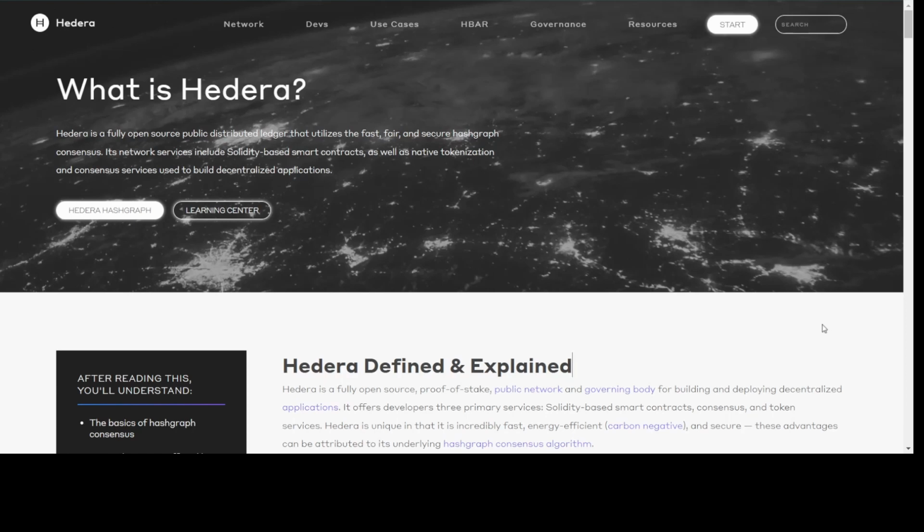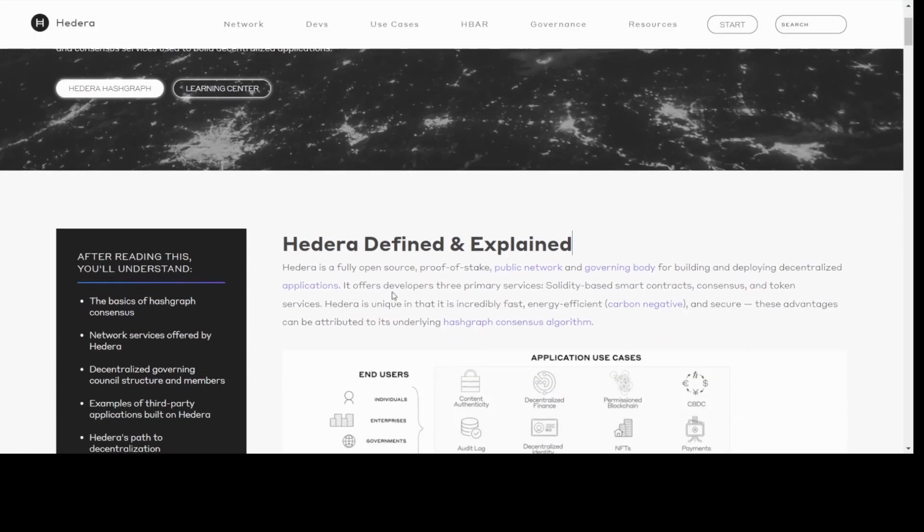So, a more brief explanation of Hedera. Hedera is a fully open source, proof of stake public network and governing body for building and deploying decentralized applications. It offers multiple solutions such as Solidity-based smart contracts. It has its own consensus service and also a token service where you can create different native assets on the network. So Hedera is uniquely fast and energy efficient, which makes it carbon negative. It's very secure. And all these combined factors are part of the Hashgraph consensus algorithm.